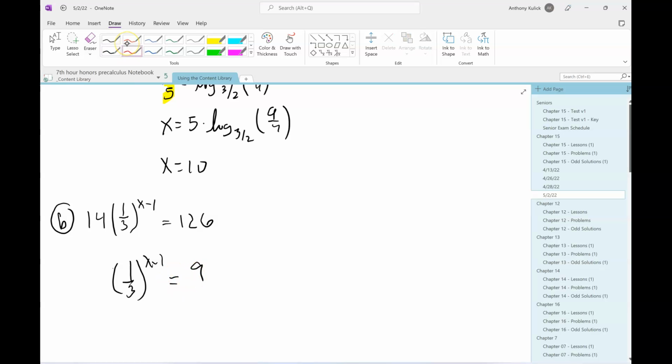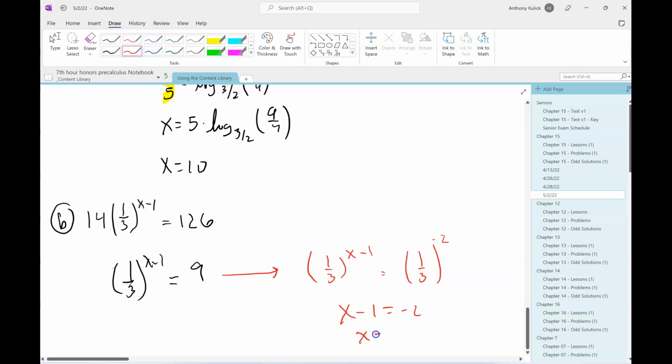Now this time, if I try to use that one-to-one property, it's a little less obvious how to write 9 as a power of 1/3. Anybody see it? -2. The negative makes the reciprocal, and then 3 squared is 9. A little bit harder to see that one. So the negative sign makes a reciprocal, so 1/3 would become 3, and then it's squared. 3 squared is 9.